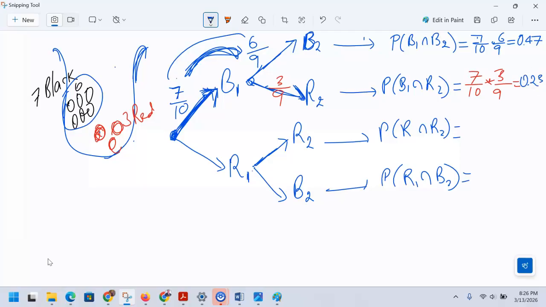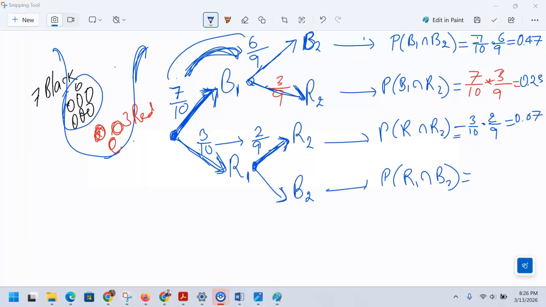Now here the first one could be red. That means there are 3 red, so this will be 3 out of 10. And then the second one being red will be 2 out of 9, because one red is already gone and the denominator is 9 because one less. When you multiply these two, it will be 3 out of 10 times 2 out of 9, and that will be 6 over 90, which is 0.07.